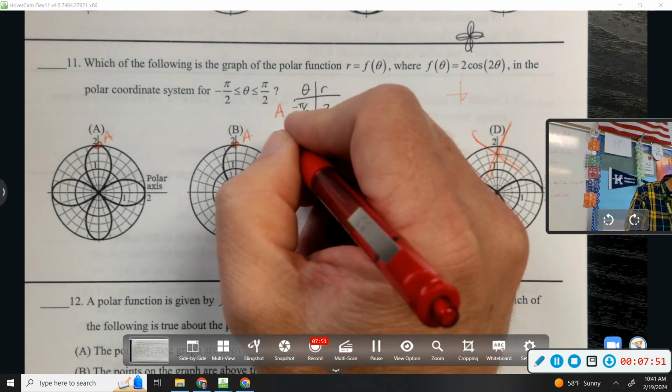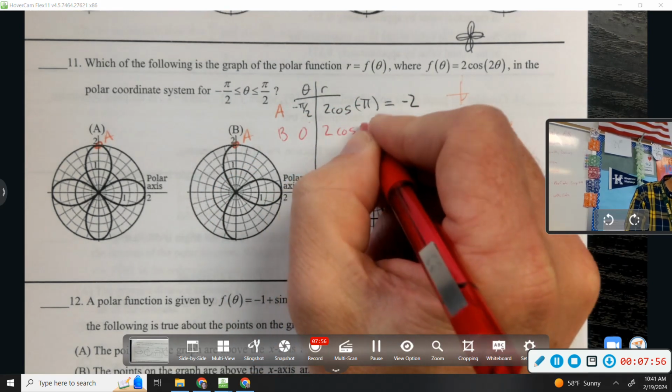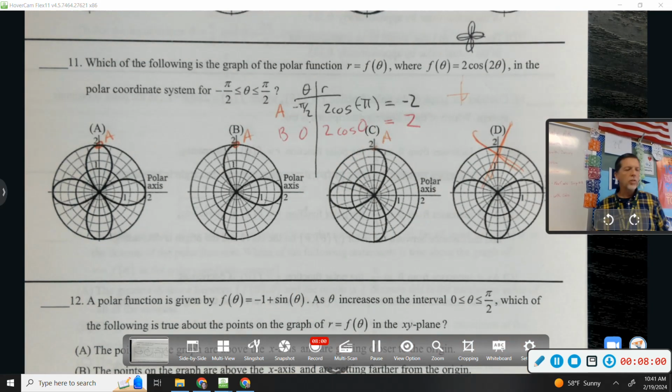Let's check 0 and see what happens. 2 cosine of 0. Cosine of 0 is 1. So if I rotate 0, I should be out 2.